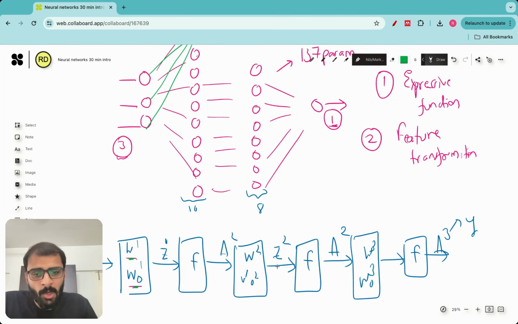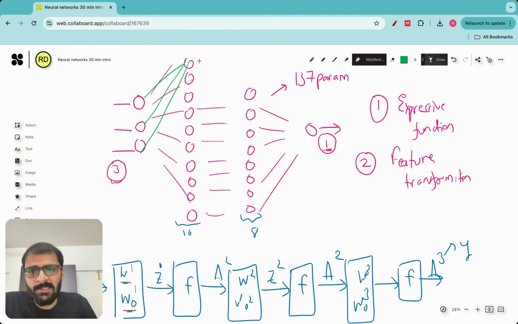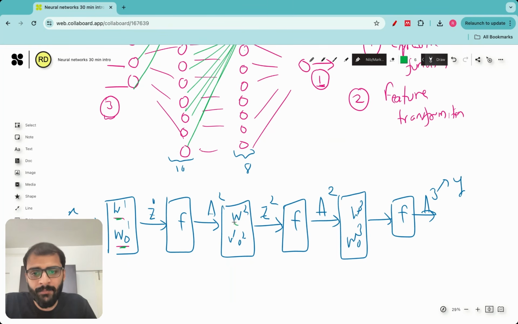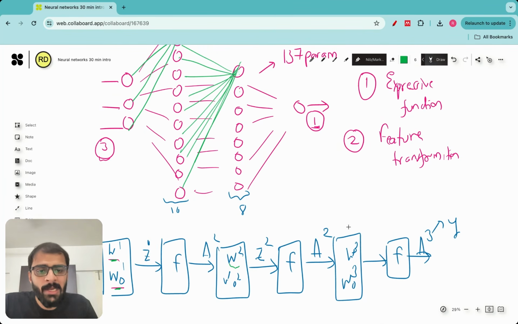If you look at this block, the output from the first layer will be input to all these neurons. So this neuron will have all these as its weights. So it will have 10 weights. Similarly, this neuron will have 10 weights. So all these neurons together, if you put those weight matrices, that will be W2. And if you look at the final layer, this neuron will just have 8 weights associated with it. That is W3. And then the output of this neuron will be the final output, which is Y.